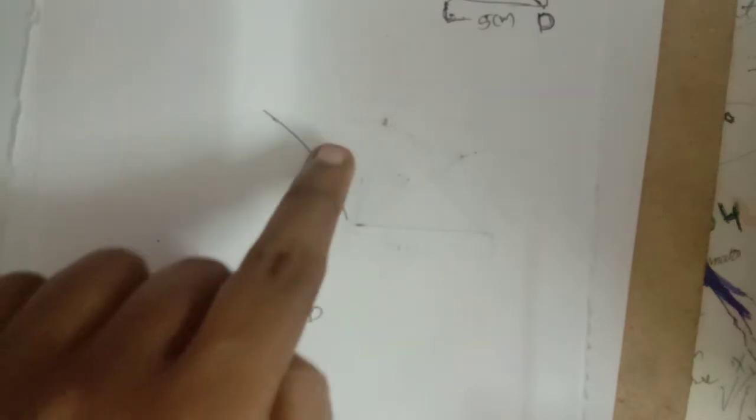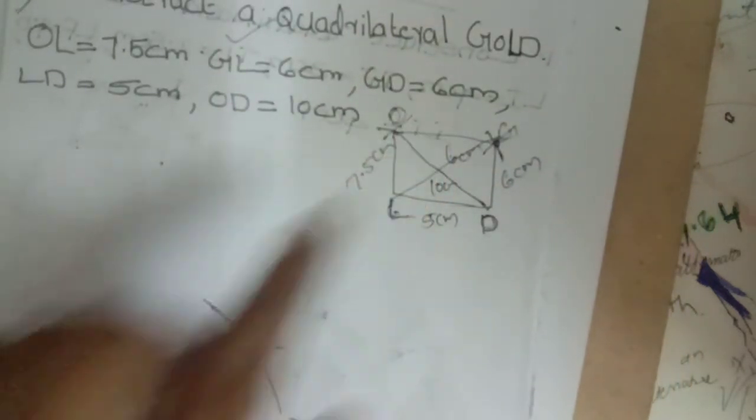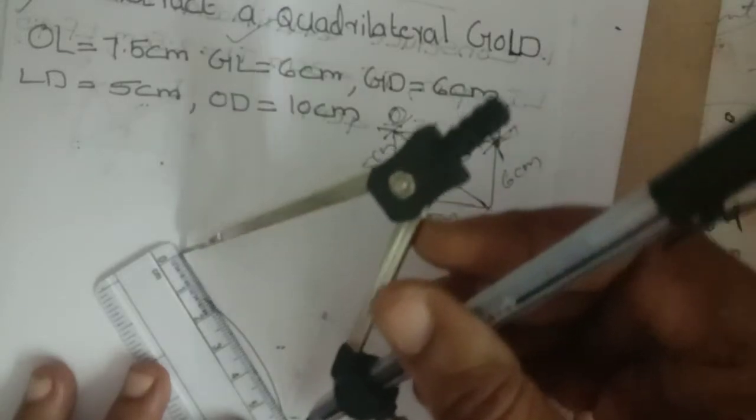Why? Because the second alphabet is D. D and G carrying measurement is also 6. There also take 0 to 6, keep our compass at D as center and draw the second arc. If they are not touching, adjust the previous one, draw and extend. Now see, both are intersecting.